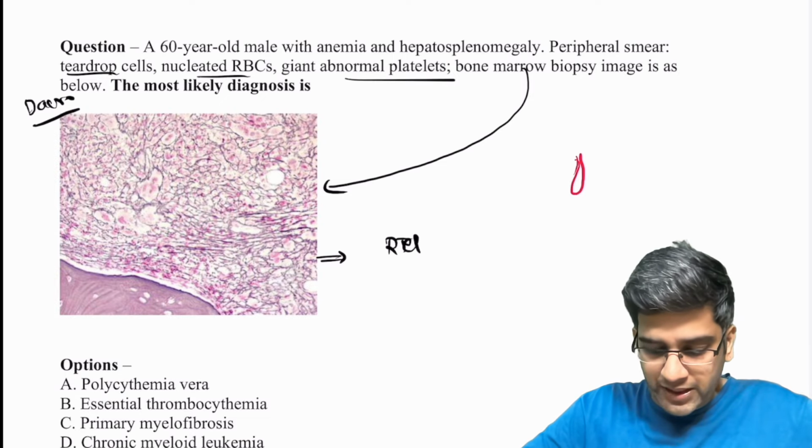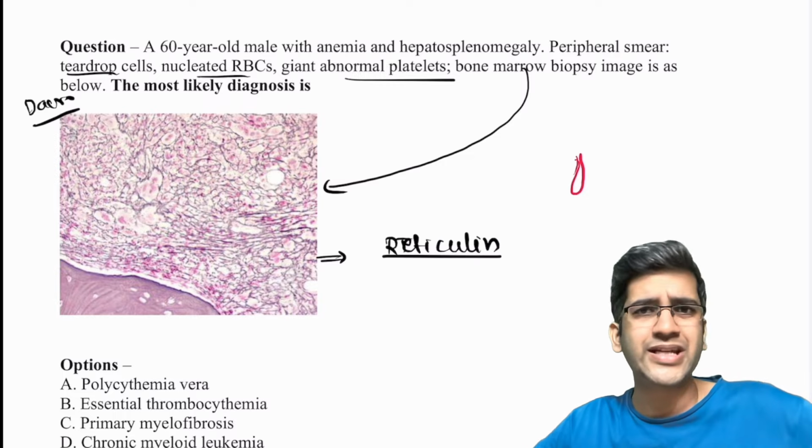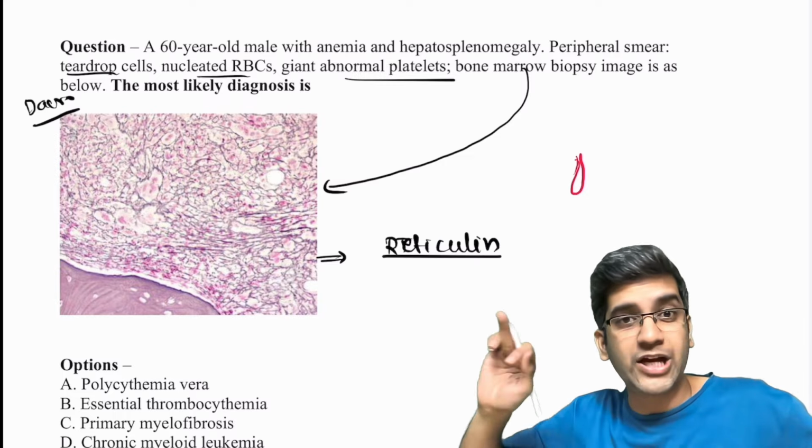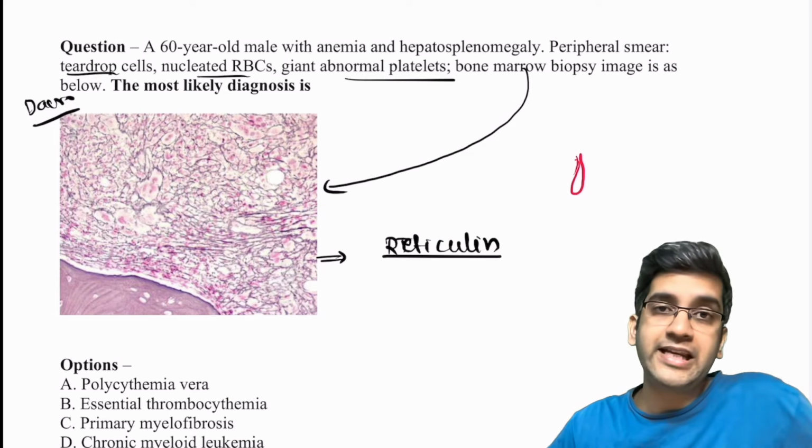This is actually a reticulin stain. A reticulin stain is done for bone marrow fibrosis. Generally, it will be grade 3, grade 4 fibrosis. You can see all the black lines, right? Those are the reticular fibers increased in the bone marrow.